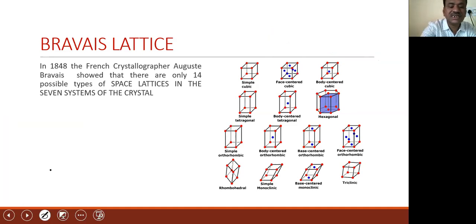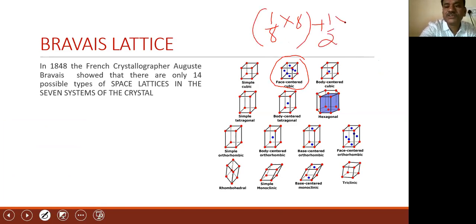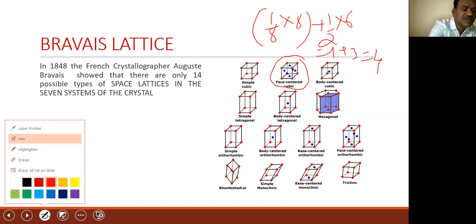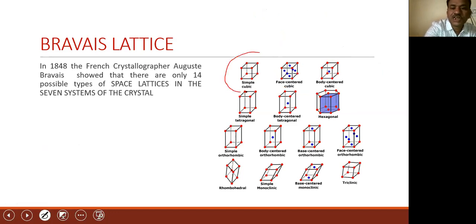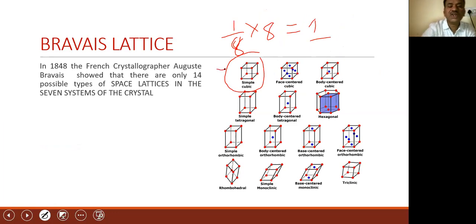For the face centered cubic, here 1 by 8 into 8 plus 1 by 2, because 6 faces are there, equals 1 plus 3 equals 4. Next, in case of simple cubic, 1 by 8 into 8 equals only 1, that is, only 1 lattice point, only 1 atom is present. In this fashion.